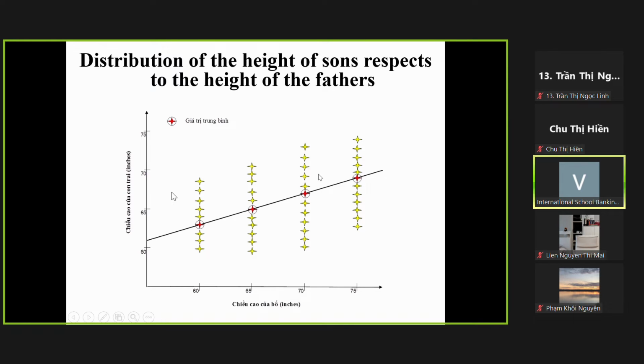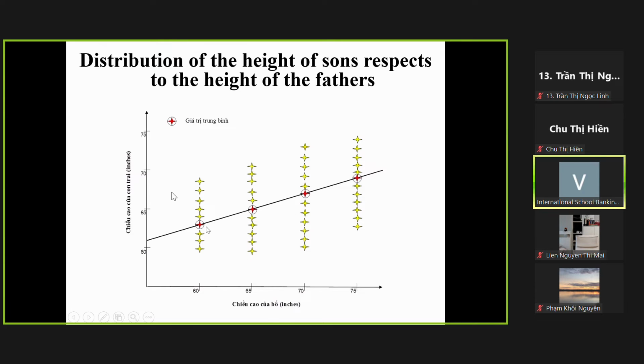Okay, and you can see that if we just look at the distribution of the points, it's very difficult to reach a conclusion on the effect of the height of the fathers on the height of the sons. Why? Because the distribution of the points here does not converge in any certain direction.